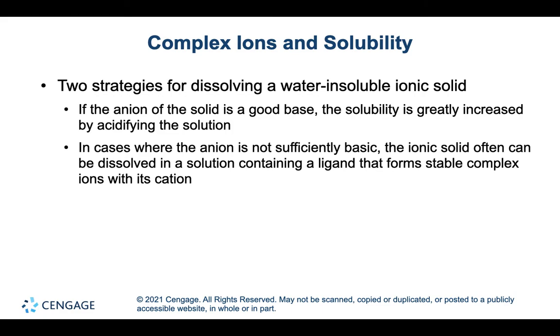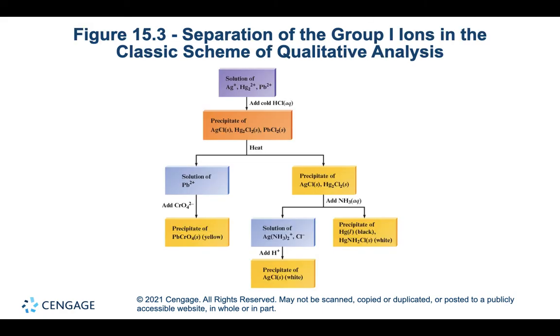One is adjust the pH, and maybe you can get that anion to go into solution, and that will pull the equilibrium to the right. Or the other one is to add a ligand, like we saw with the thiosulfate and the silver ion, and that will actually get the cation out of solution, which will then pull the equilibrium to the right and make it more soluble.